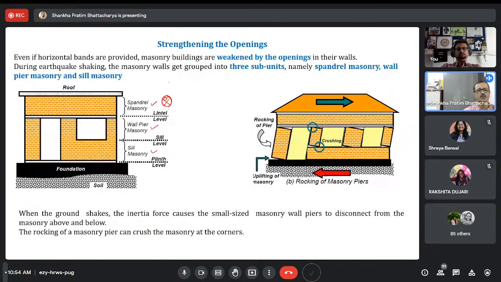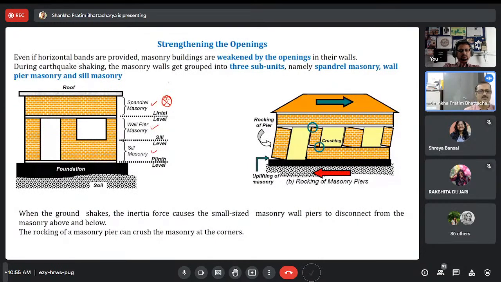Sill masonry will be almost covered with a table, a cot or something. The wall pier masonry will sometimes be covered with an almirah, the fridge and all those things. So actually it is going to fall in the gap between your almirah and those things, and also the height of the fall is less. Even if there is no almirah, nothing, if the wall pier falls toward you, it will injure you.